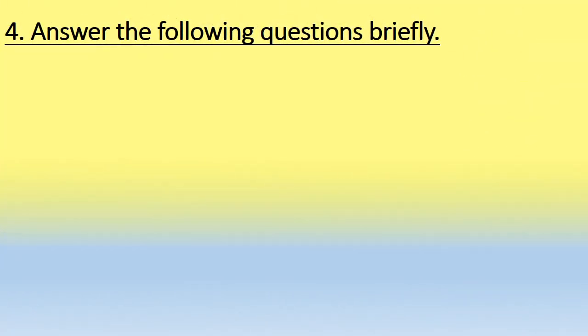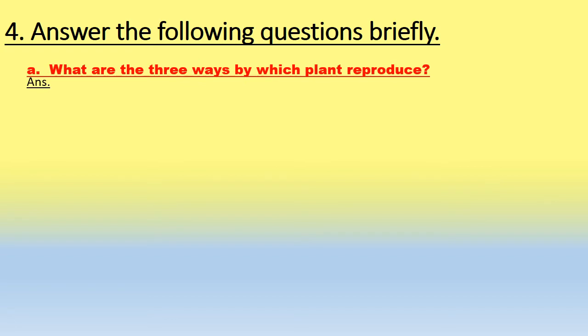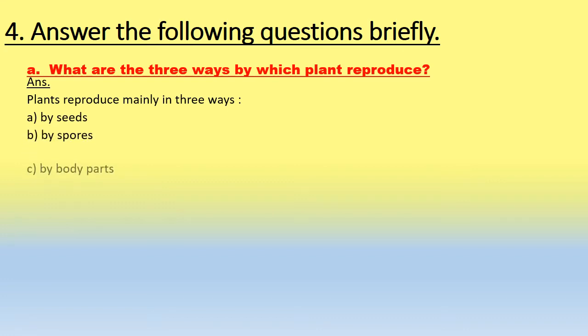Next section is answer the following questions. Part A, what are the three ways by which plants reproduce? So plants reproduce mainly in three ways: by seeds, by spores or by body parts.